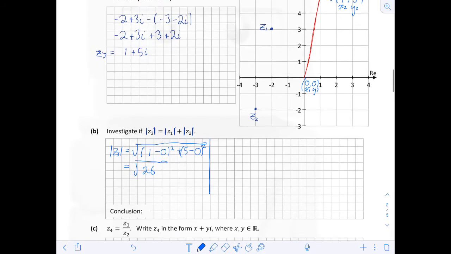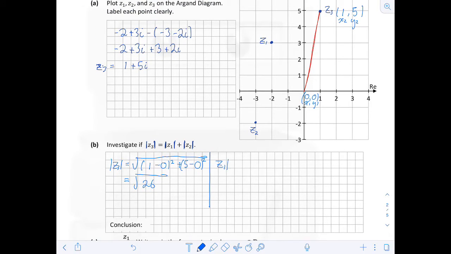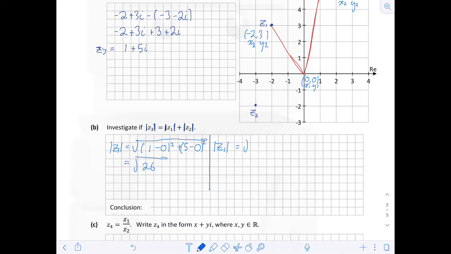Now, let's take a look at the modulus of Z1 next. That's going to be this distance here. So let's label up my point. Z1 is at minus 2, 3. So that's going to be x2, y2. We put that into the formula again, and we get the square root of minus 2 minus 0 squared plus 3 minus 0 squared. That's the square root of all of that, so that's going to equal the square root of 13.